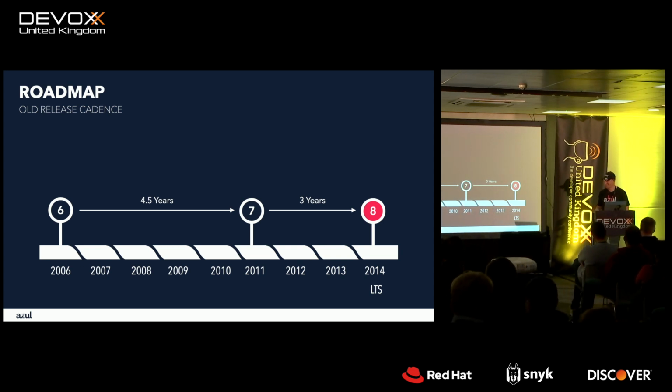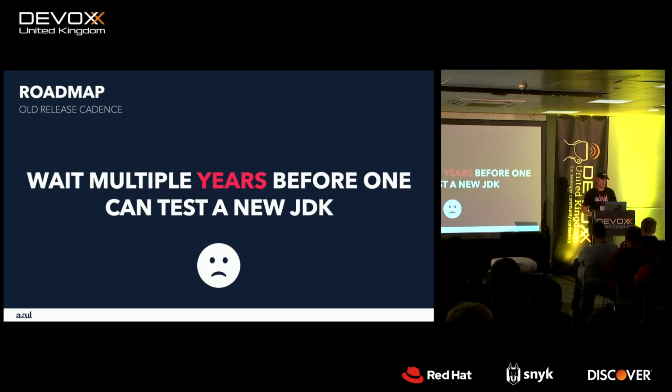That's cool. So we see between 6 and 7 it was 4.5 years. Then 7 to 8, 3 years. And if you're a little bit older, you remember these days, and it means you had to wait multiple years before you could test a new JDK, and you never knew what was coming. They came out with lots of features in each release, which was not really satisfying all the time.